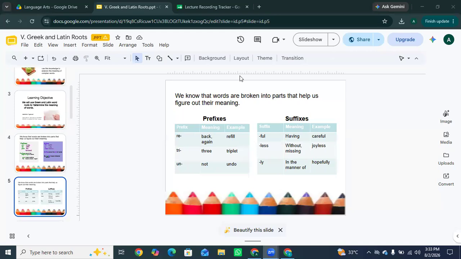So let's move towards prefixes. Re means back or again. So refill. Tri means three. Triplet. Un means not. Undo. Suffixes: ful means having or full of. So careful. Less means without or missing. Careless, joyless. Ly is basically in the manner, in a certain way. So hopefully.